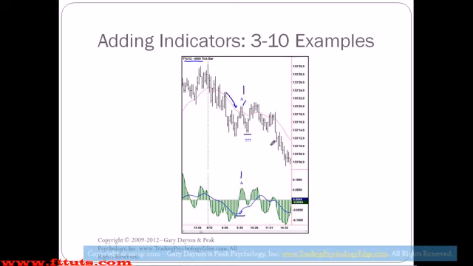Why is that dying out? Anybody have an idea why that might be happening? A little shortening of the thrust, yes, there is that. So we would kind of think about that. But what else might be happening here?